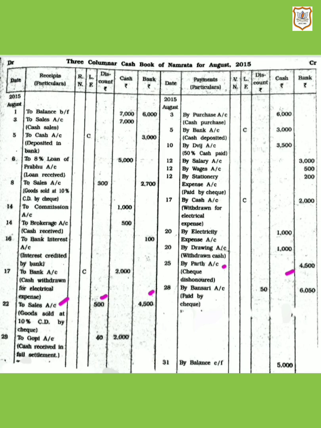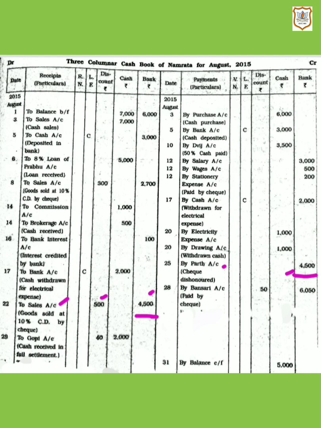On date 22nd, when we sold goods to Parth and he issued us a check of rupees 4,500, that day we recorded it on the debit side in the bank column. Now as the check issued by him is dishonored, we will make a reverse entry for that and record it on the credit side of the cash book in the bank column. So here it is 4,500.